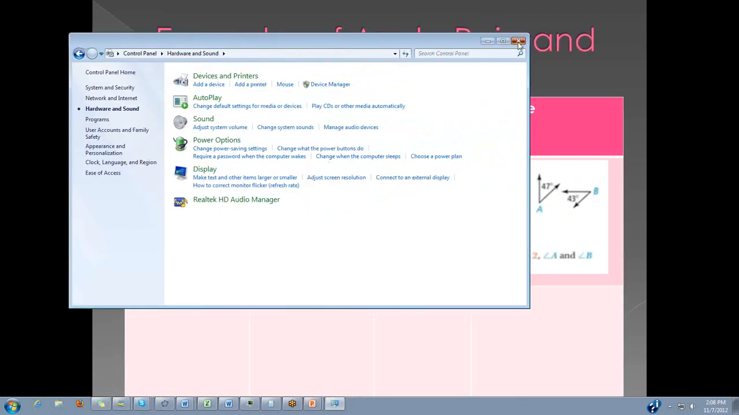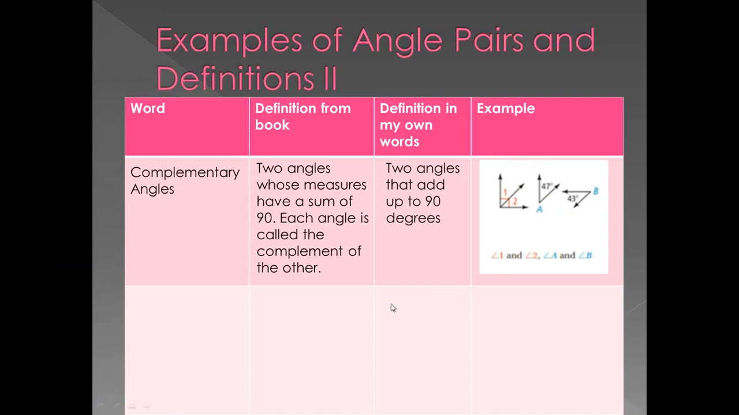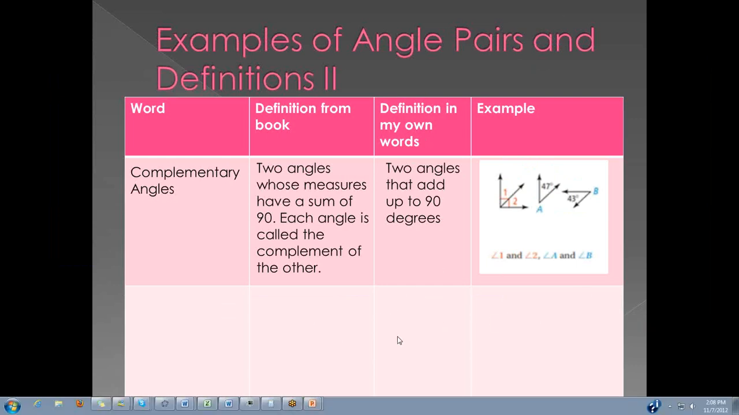Okay. All right. So just look at the pictures and read what I have. If you have a question and you're having trouble hearing, just type it in the chat box.